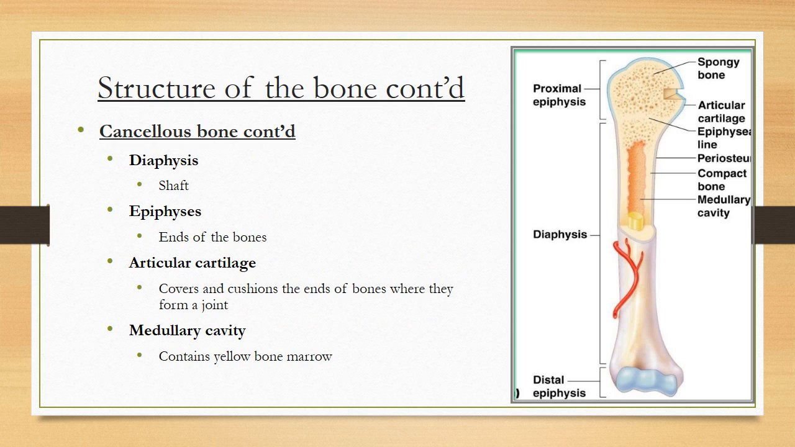Now we'll continue to talk about the cancellous bone. You have the diaphysis, and it's the shaft, the epiphysis, end of the bones, the articular cartilage, which covers and cushions the end of the bones where they form a joint. You will see that here. And the medullary cavity, which contains yellow bone marrow.